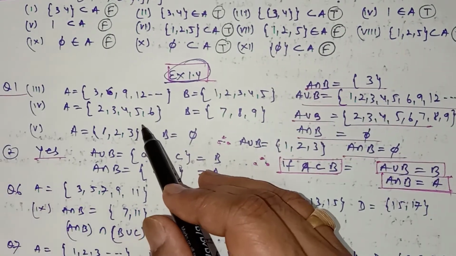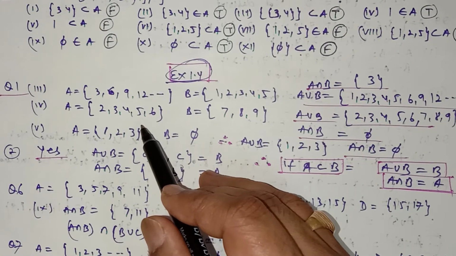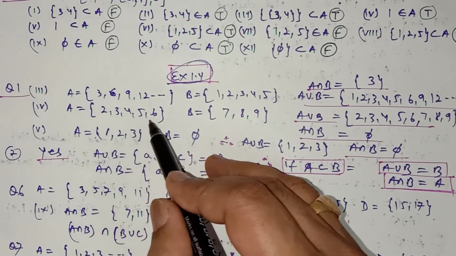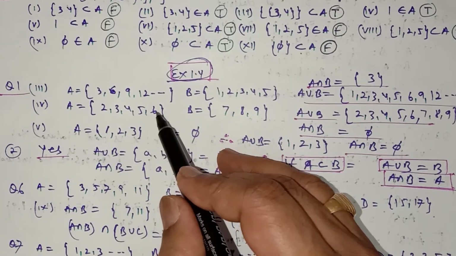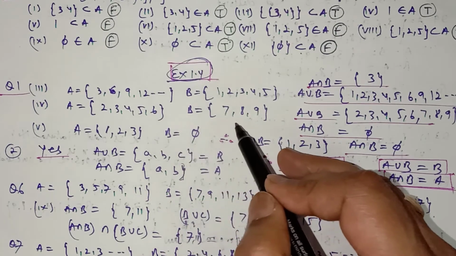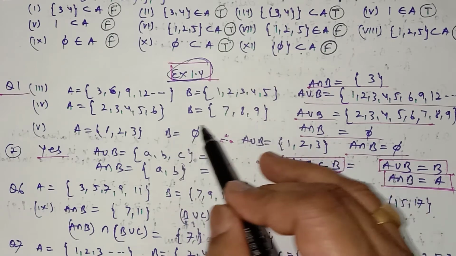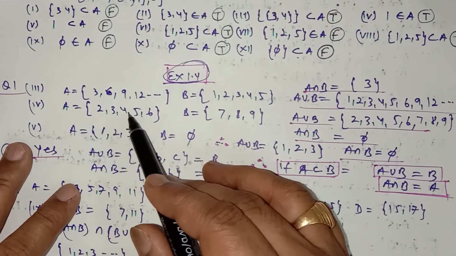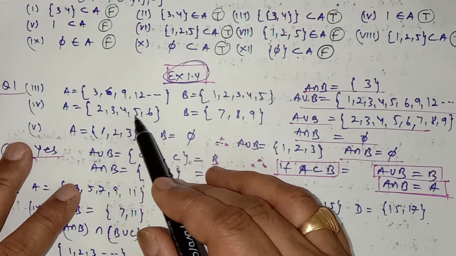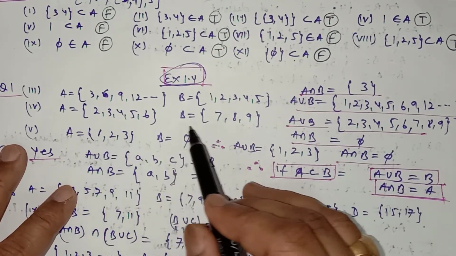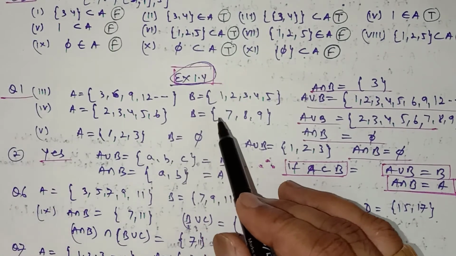In the fourth part, it is given in set builder form, that X is a natural number and X is greater than 1 and less than or equal to 6. So greater than 1 it is 2, 3, 4, 5, 6, and less than or equal to 6 means up to 6. In question number 8, it is given that a natural number is greater than 6 and less than 10. So 7, 8 and 9 are the natural numbers greater than 6 and less than 10. You have to find the union, so it will be 2, 3, 4, 5, 6, 7, 8, 9. And the intersection of these is empty because they have no element common.